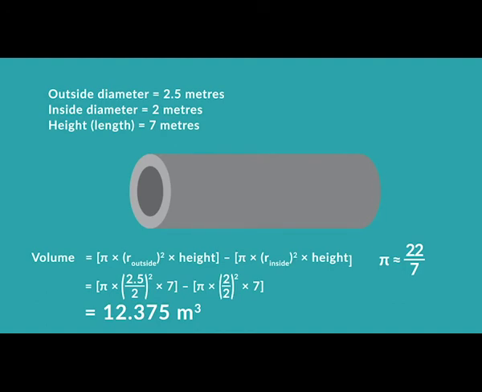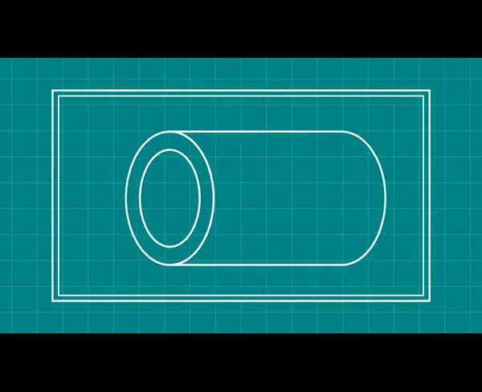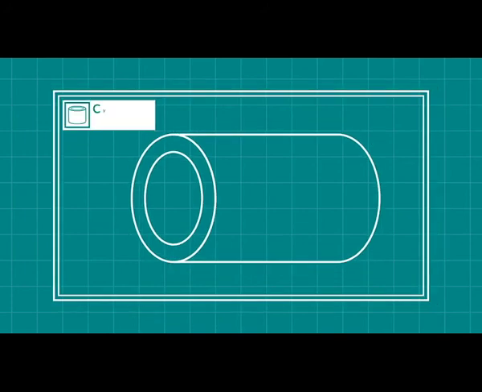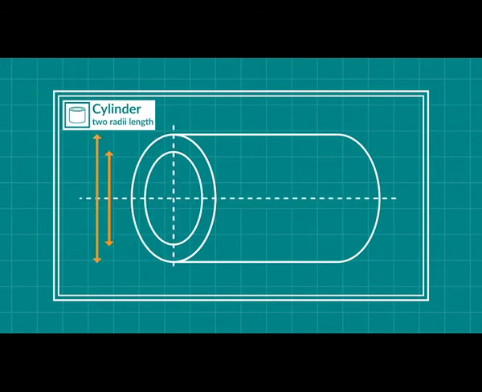The important thing to remember when calculating the volume of cylinders is that there are two different radii, the outside and the inside hollow bit. And don't forget, if you're given a diameter, you divide it in half to find the radius.